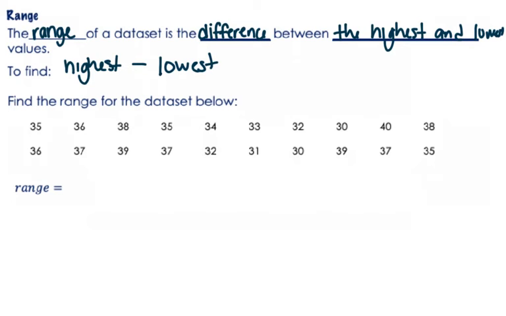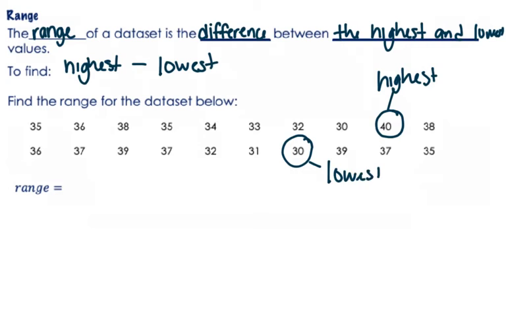So if I look at this data set, you can look through it. I think that 40 is the highest. I don't see anything bigger than 40. Looks like 30 is my lowest. So if I wanted to do the range, I would do 40 minus 30, and I would get 10. And that would be my range.